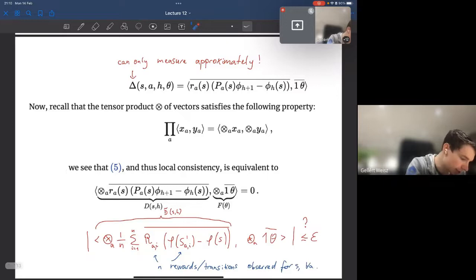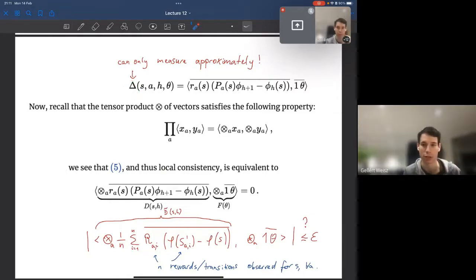Okay, so just to recap, we had this discriminator, which was a concatenation of a scalar and the vector, inner producted with this one concatenated with theta. And so we had that the product of these, one of the discriminators has to be zero for consistency, and then you can express that as an inner product of tensor products, and then this number has to be zero. But obviously we can only measure this approximately, so we can't test for this condition. We can't see this inner product exactly.